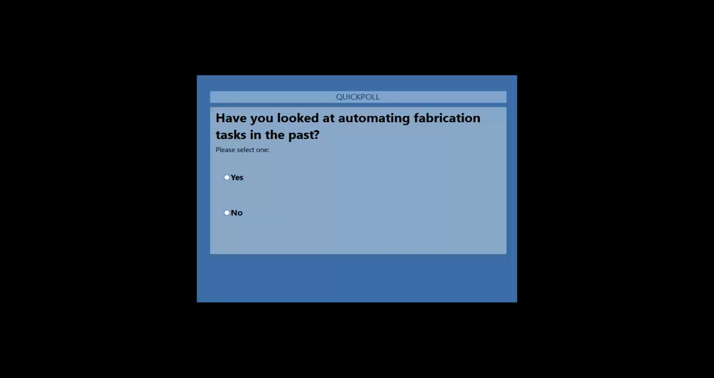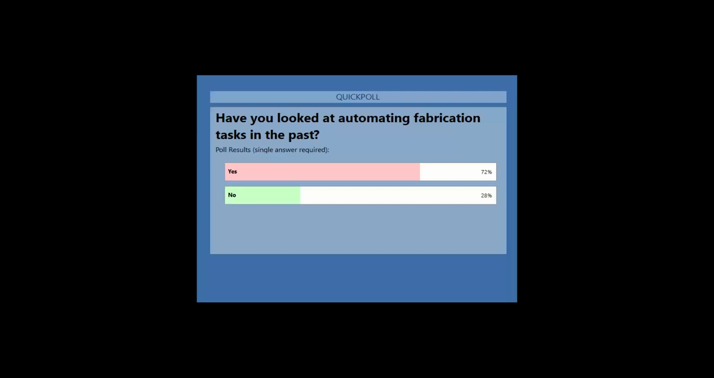All right, sounds like we maybe have our votes in. Yeah, Clarissa, if you could pop that up. Chris, are you able to see the poll results? I don't see it on my screens, but maybe somebody else can since I'm sharing. Sure, yeah. So we have 72% of people vote yes, that they've looked at automating fabrication tasks in the past, and 28% of people said no.